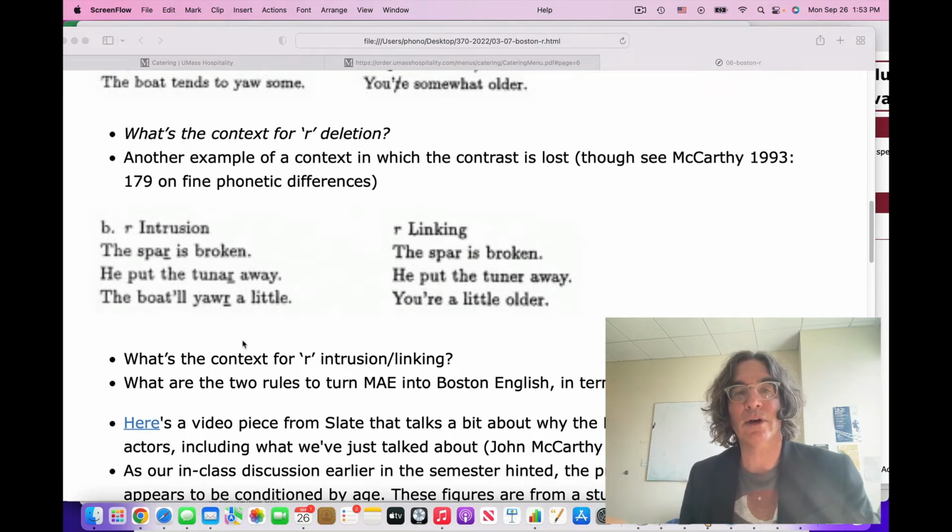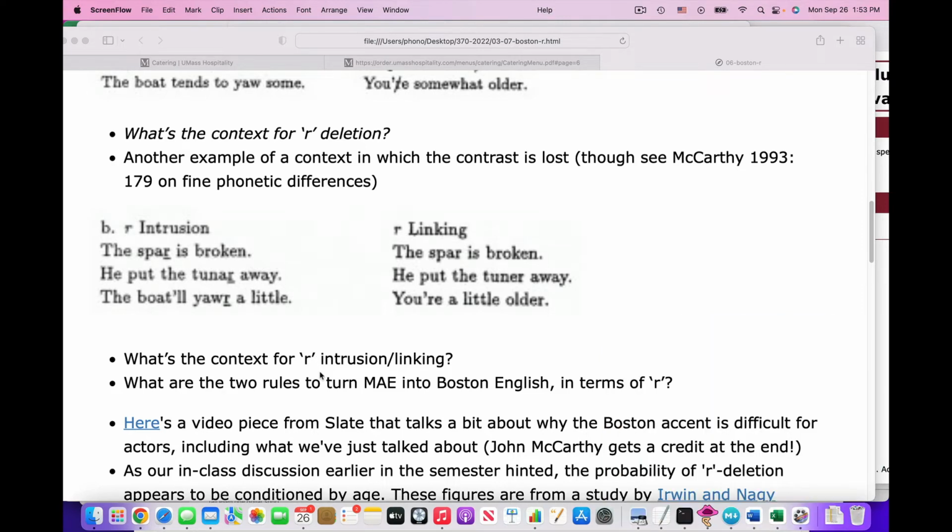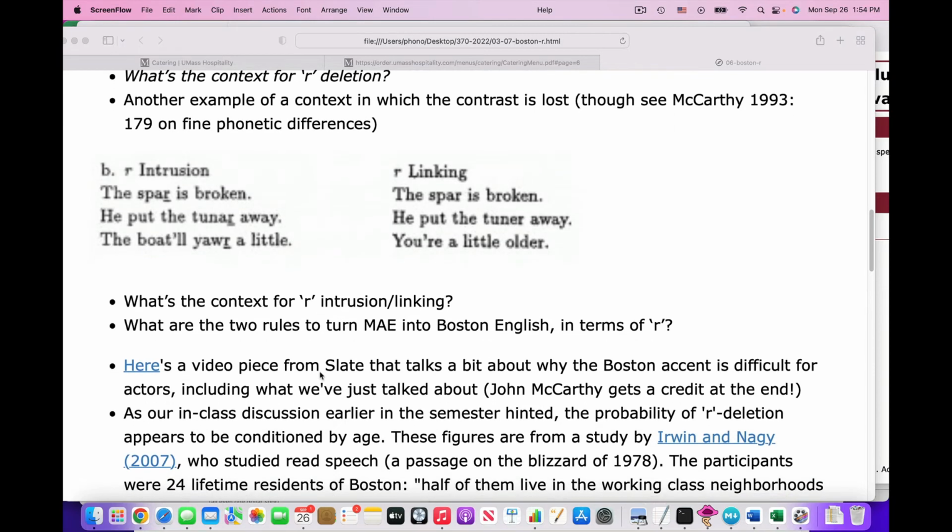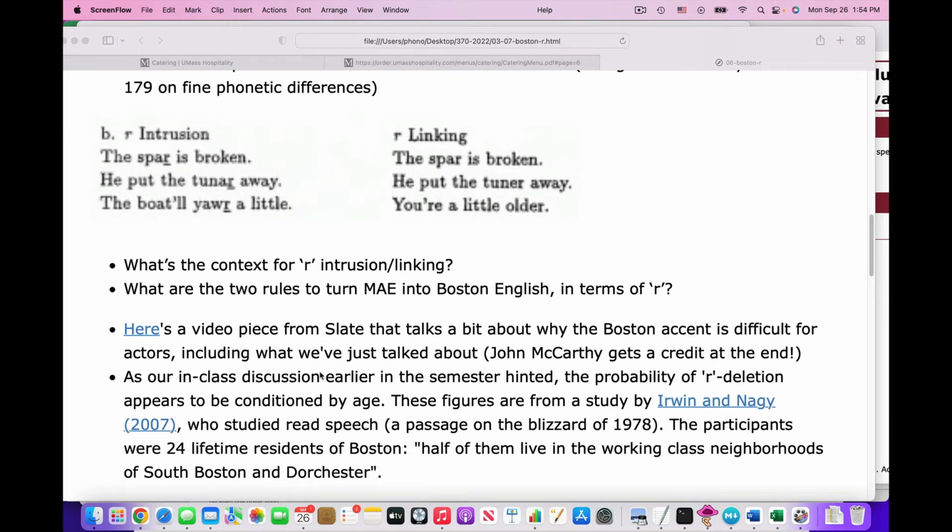And what's the context for R intrusion or linking? It's when there's a vowel initial word finally. So if you wanted to have rules to turn mainstream American English into Boston English, what would those rules be? And I'll ask you to write those down in a Blackboard answer.